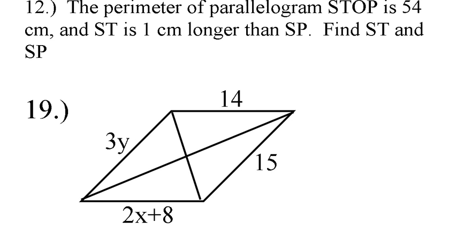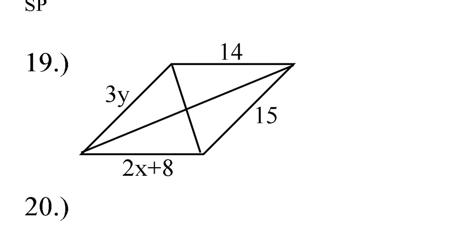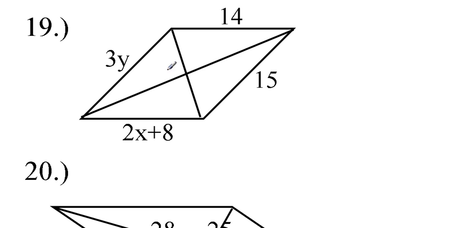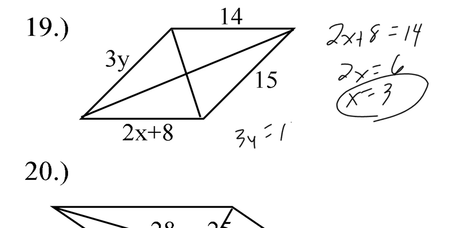All right. Now 13, 15, those are proofs here. We're just going to go through the other problems till we get to 19 here. Again, we have a parallelogram, and we know that opposite sides are congruent. So 2x plus 8 is equal to 14. So now we have some solving to do afterwards, after we set up the equal parts. Still not so bad. And 3y equals 15. So y is 5.